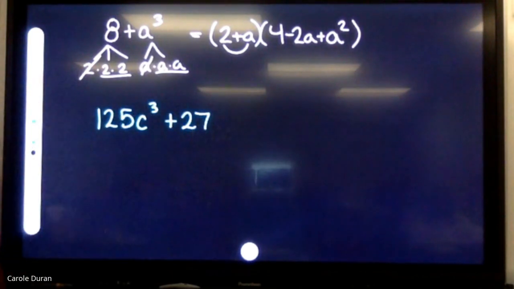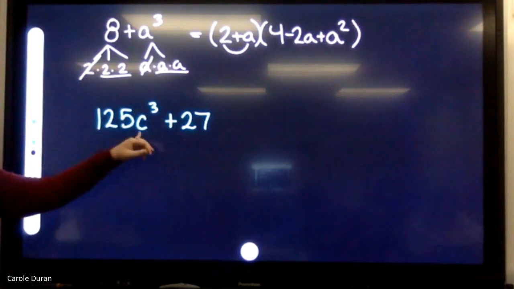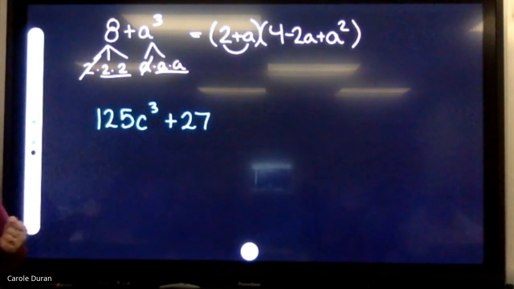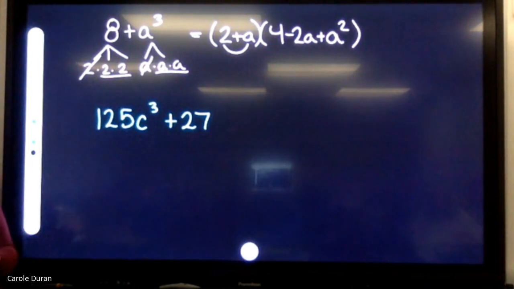On this one, I have 125c cubed plus 27. In order to apply the sum of cubes, I have to ensure that this is actually a cube and a cube together. I know the c cubed works, but I need to make sure a whole number times itself 3 times equals 125. So using your calculators, if you don't already know what it is, find the cube root of 125. If it's a whole number, I'm good to go.